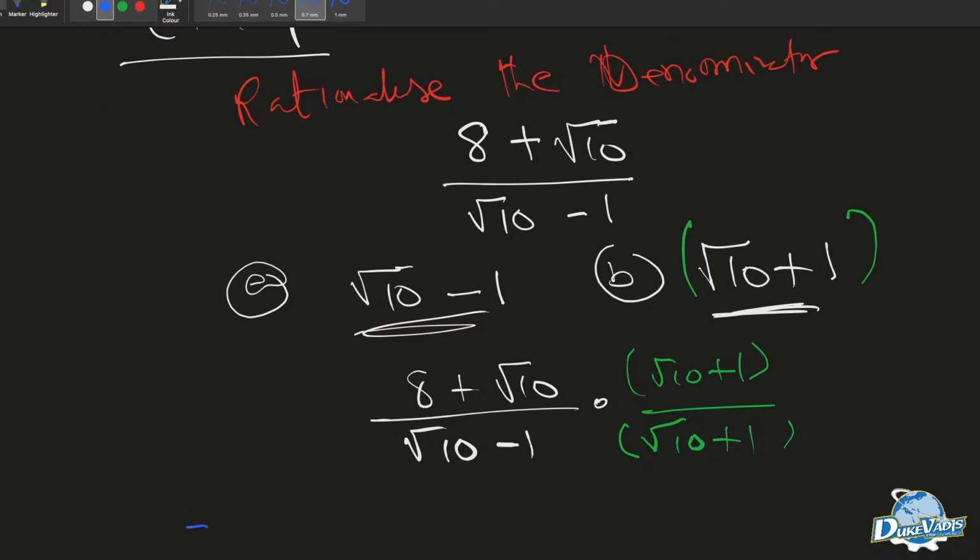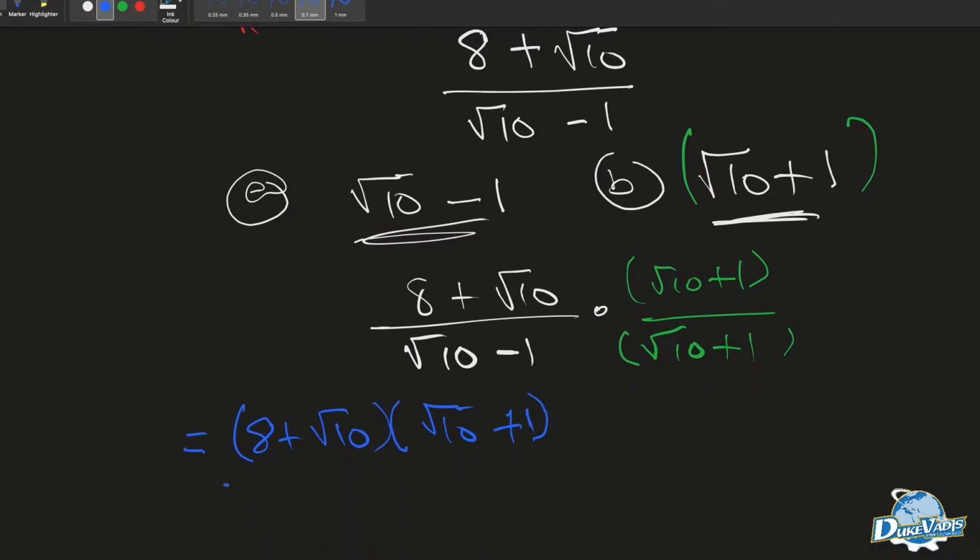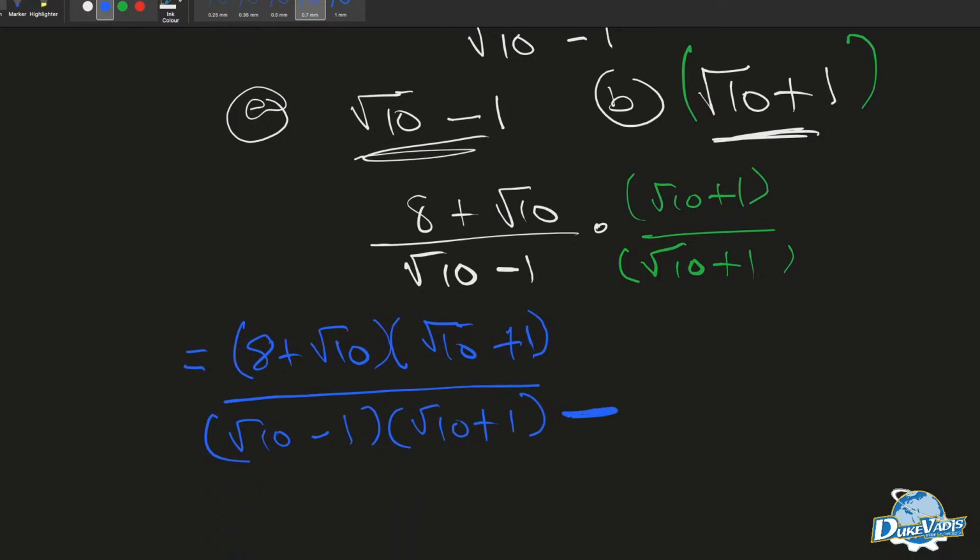So then we can say this is equal to (8 plus root 10)(root 10 plus 1) over (root 10 minus 1)(root 10 plus 1). Please, when it is straightforward, you see that the bottom one, you have to apply your rule, and that will make life easier.